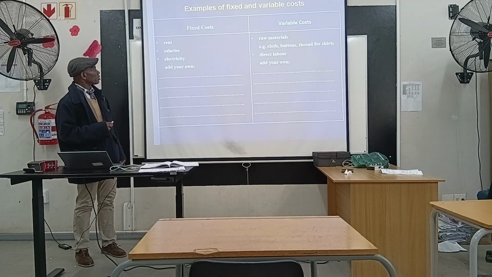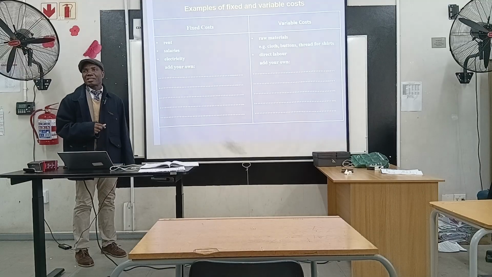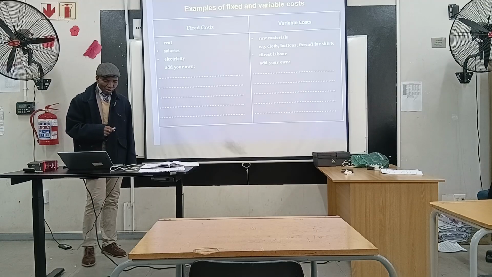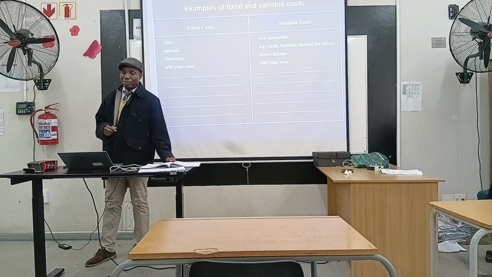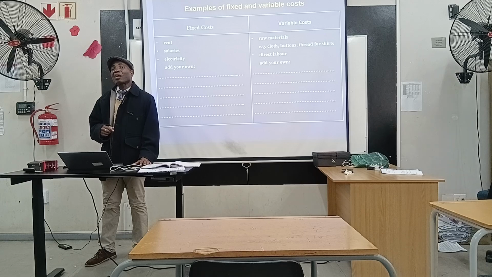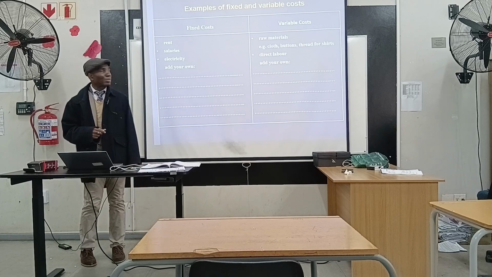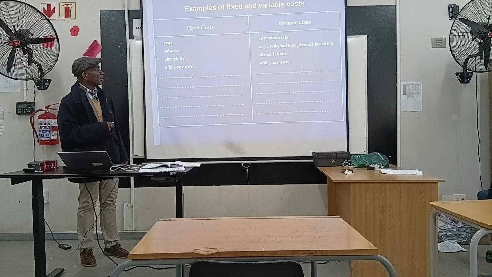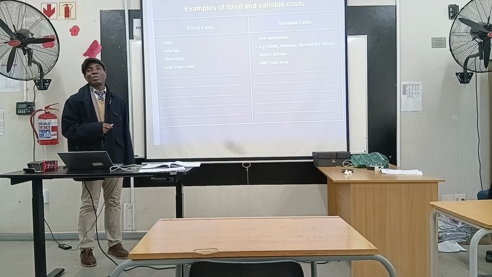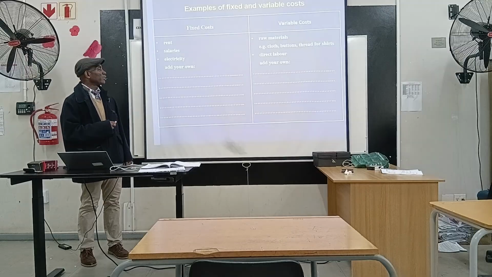So, examples of fixed cost: one, rent. Rent remains the same, irrespective of the volume of production, right? For example, you need to pay rent where you are doing your business, right? Rent is the same. It doesn't change. It's a cost to the business that remains the same. Then salaries. Salaries remain the same. If you engage somebody and you are paying that person a salary, irrespective of the volume of production or the volume of sales, you need to pay that person a fixed amount.